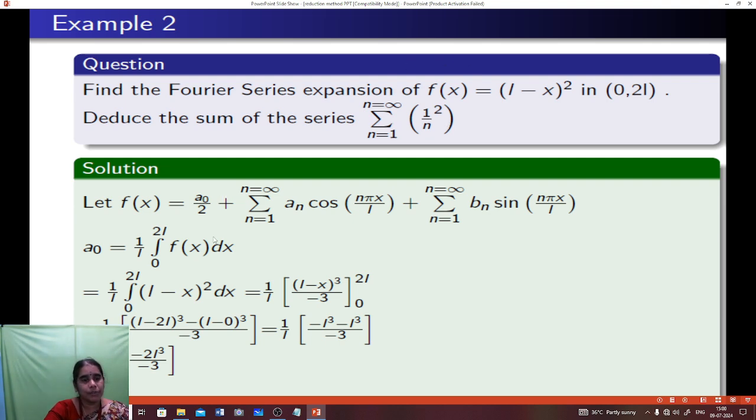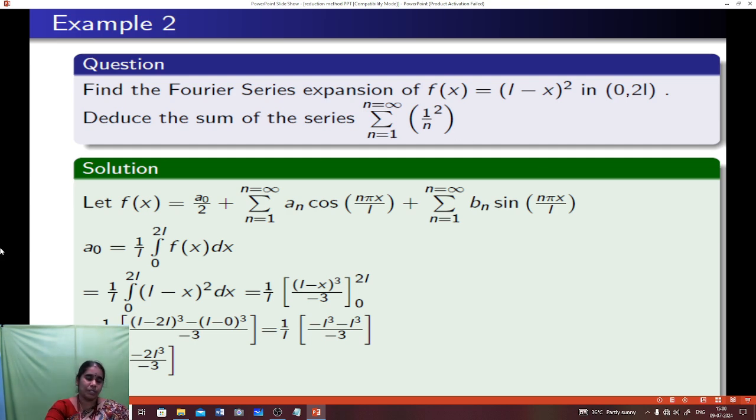First, write down the Fourier series expansion. f of x is a naught by 2 plus the sum of a n cos(n pi x by L) plus b n sin(n pi x by L). This is our Fourier series expansion, where a naught takes the value by using the formula 1 by L integral 0 to 2L f of x dx. Find a naught, a n, b n, and by substituting, then we have to find the sum.